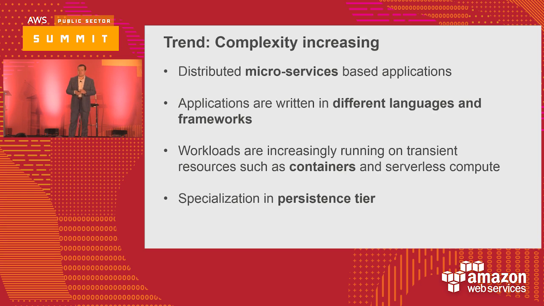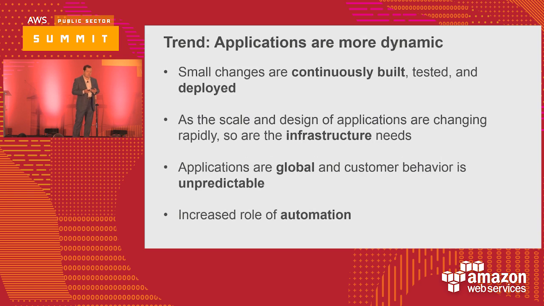And we also see specialization in the persistence tier. So we see customers using S3. We see customers using EBS for various things. We see customers storing things in DynamoDB, in Elasticache, whether through Redis or Memcached. And so you have to have logging data and all that as well.